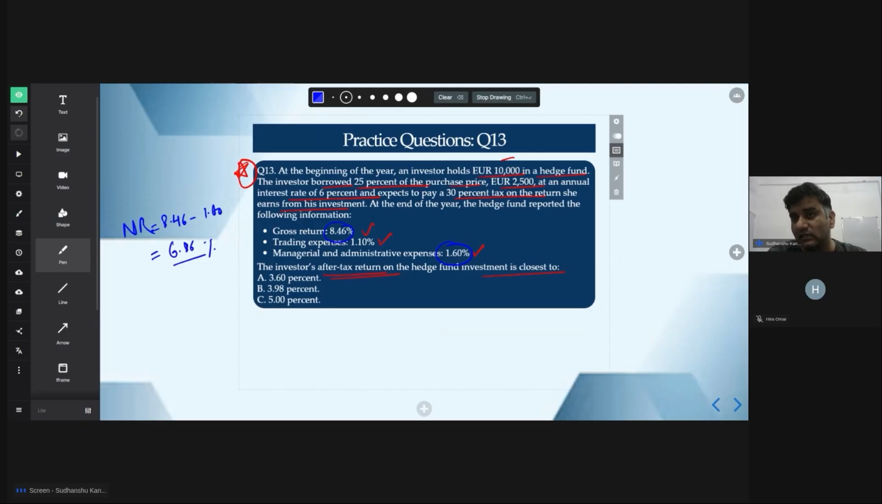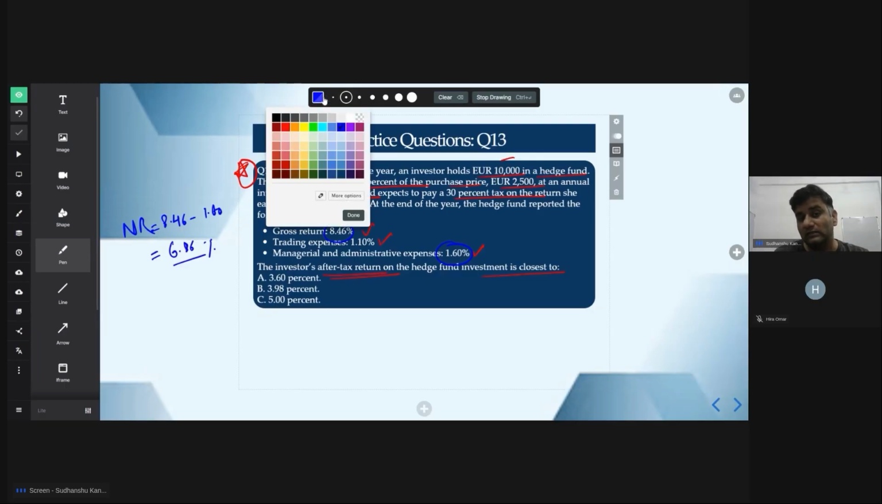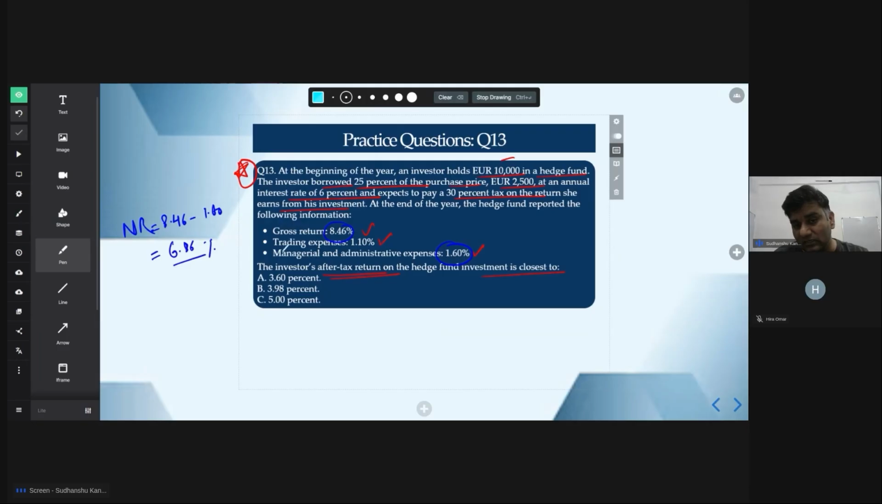I told you very clearly that they will try to confuse you. Now you will be thinking, sir, why have they given the trading expenses? These trading expenses are given just to confuse you. This is additional information which has no use in this question. Because I told you that gross returns will be calculated, and gross returns will already incorporate the trading expenses. That was said, right? So this was already incorporated. This is just to confuse you. The student who doesn't understand this concept will fall for it.